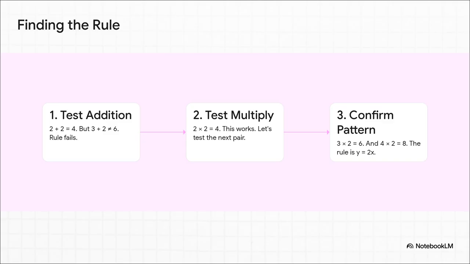First, let's try addition. Okay, 2 plus 2 equals 4. Hey, that works for the first row. But wait, 3 plus 2 is 5, not 6, so nope, it's not addition. Okay, what about multiplication? Let's see. 2 times 2 is 4. That works. Let's check the next one. 3 times 2 is 6. Yes, and 4 times 2 is 8. Perfect! We found it. That's our pattern. The rule is y equals 2x.